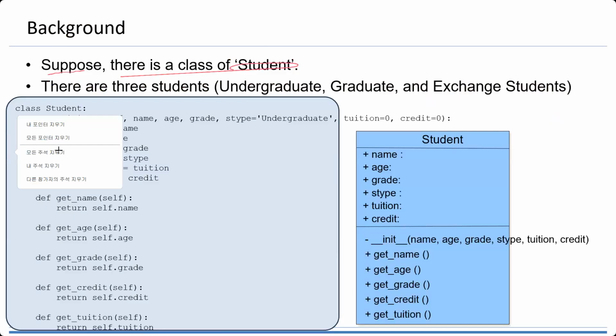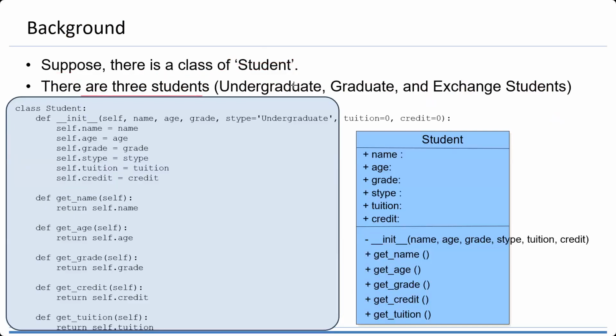For example, there are 3 students: undergraduate students, undergraduate Aksa, graduate student, Dhyakwon, and exchange students, Yuan Aksen. Then, what are the differences? So there are differences in terms of the status.